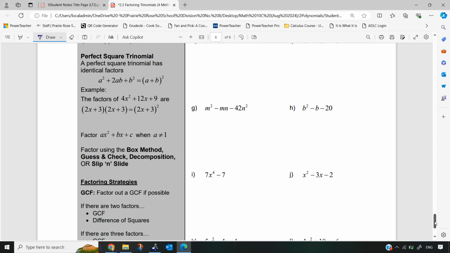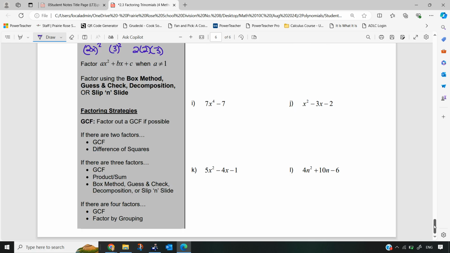A perfect square trinomial is just a special case where my factors are going to be identical. One way to recognize that a trinomial is a perfect square trinomial is that my first and my last terms will be perfect squares, and the middle term is double the product of my inner factors. So if I have 2x plus 3 and 2x plus 3, my first term will be the square of 2x, so 2x squared is 4x squared. The square of 3 is 9, so 3 squared is 9. And notice that my middle term is double the 2 times 3. So 2 times 2 times 3 gives me a positive 12.